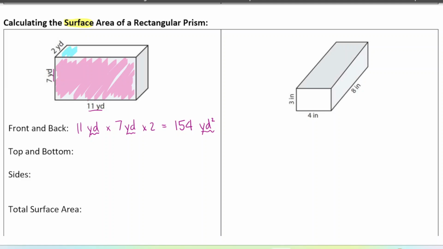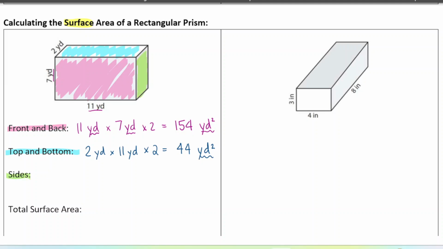Okay, top and bottom. Let's do that in blue. So top and bottom, I'll keep this consistent here. So we have top and bottom is 2 by 11. So 2 yards times 11 yards, and since there's a top and a bottom, 2 of those, I'm going to multiply it by 2, and that gives me 44 yards squared. Again, yards squared.